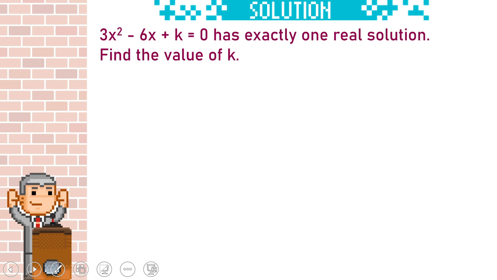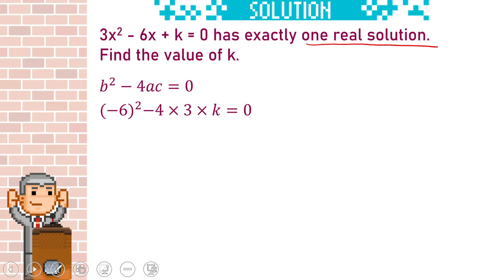If we look at the second question, where 3x squared minus 6x plus k is equal to 0 has exactly one real solution. So one real solution means that square root part has to equal 0. So b squared minus 4ac is equal to 0, and we're just substituting in our values. So straight away, we know that we've got a is 3, b is -6, and c is k. I'm just going to simplify this.